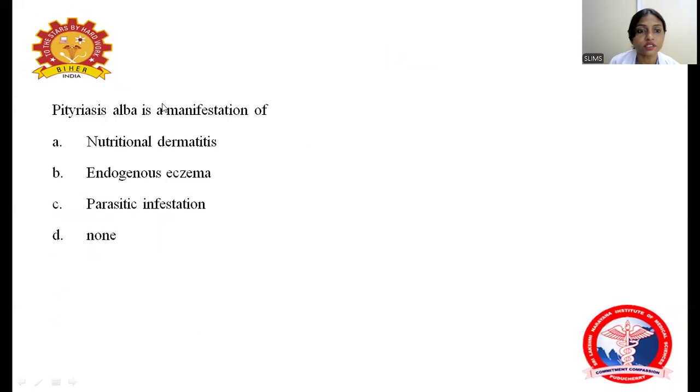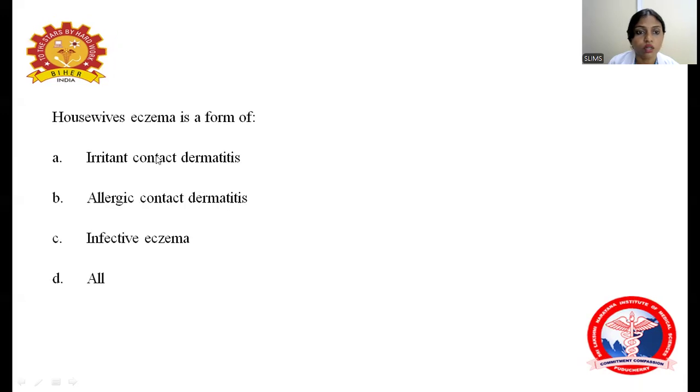Now coming to the question: pityriasis alba is a manifestation of which eczema? It is an endogenous eczema. Pityriasis alba is an endogenous eczema. Housewife's eczema is a form of irritant contact dermatitis, allergic contact dermatitis, and infective eczema. So the answer is all of the above.